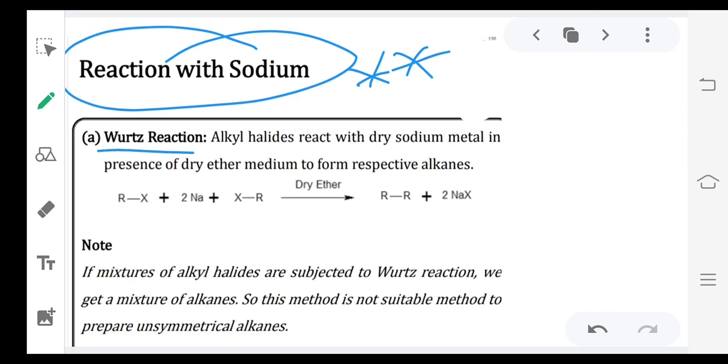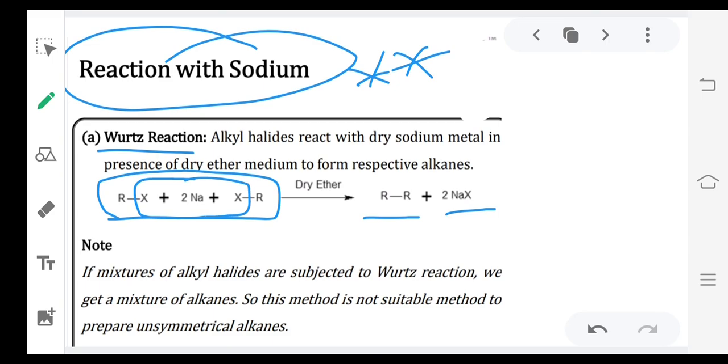Wurtz reaction. Alkyl halides react with dry sodium metal in the presence of dry ether to form the respective alkanes. So this is a Wurtz reaction. Alkyl halides are reacting with sodium. See, these 2 moles of sodium take 2 moles of halogens and convert into 2NaX, and there is a bond between R and R, so we will get an alkane. So this is a Wurtz reaction.